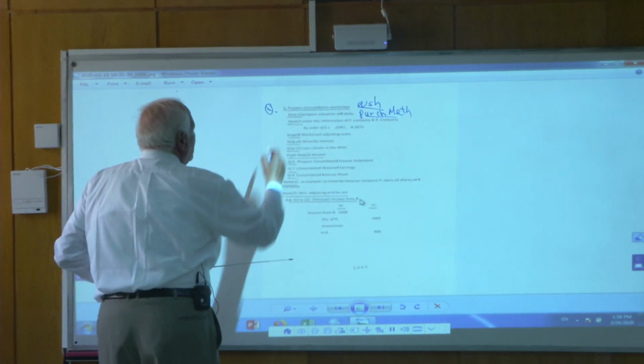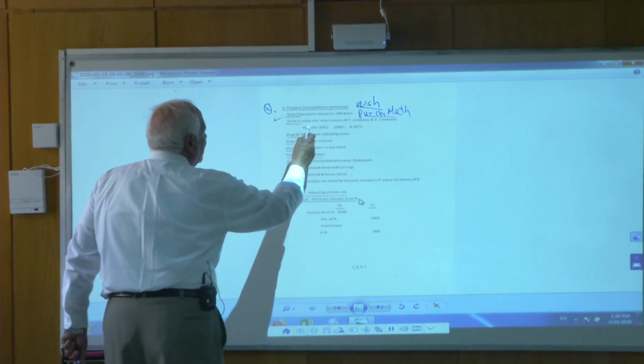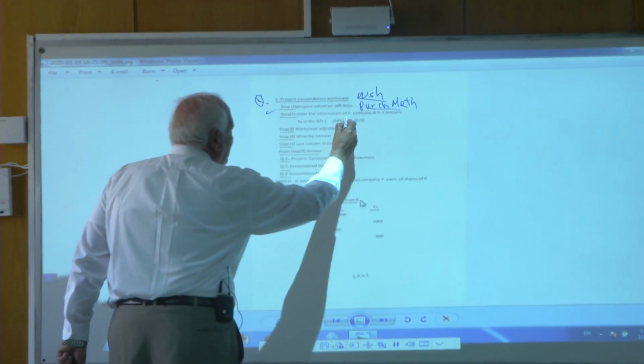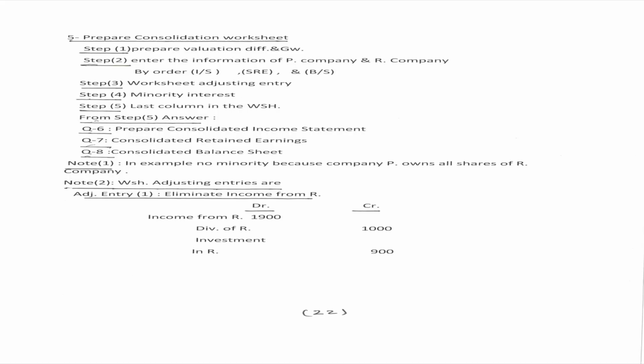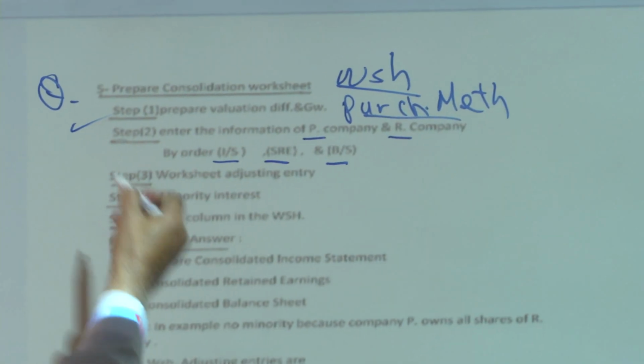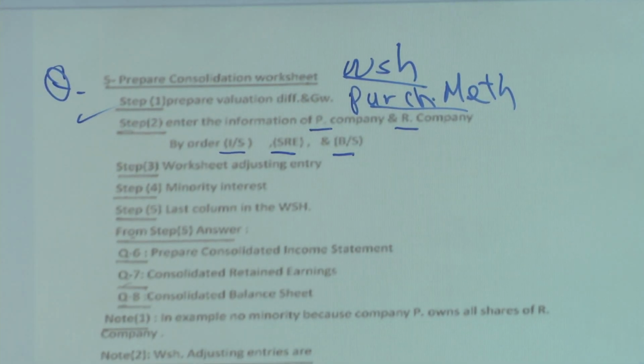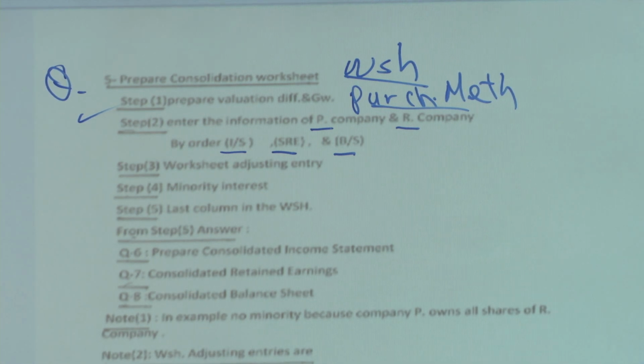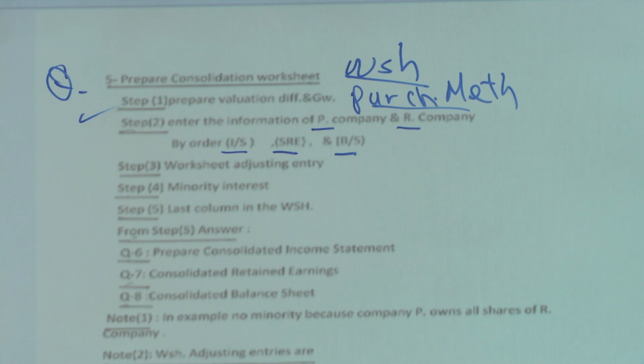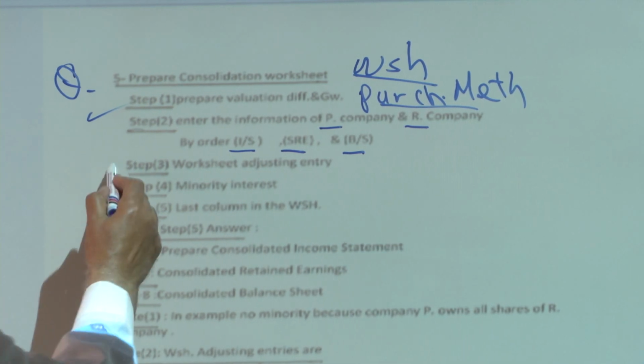Okay? Step number 2, enter the information of B company and R company. We have two, B and R, by order: income statement first, then retained earnings, and balance sheet. I'm going to show you how you classify it. This example is a kind of classification. You need to know how to classify this. Okay? How to start, what's the element of income statement, what's the element of retained earnings, what's the element of balance sheet. This one is very, very important.